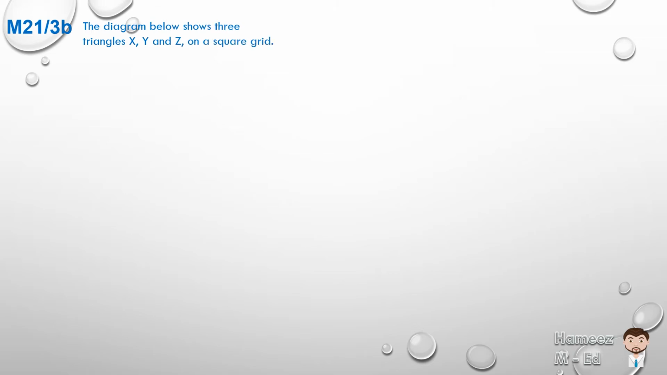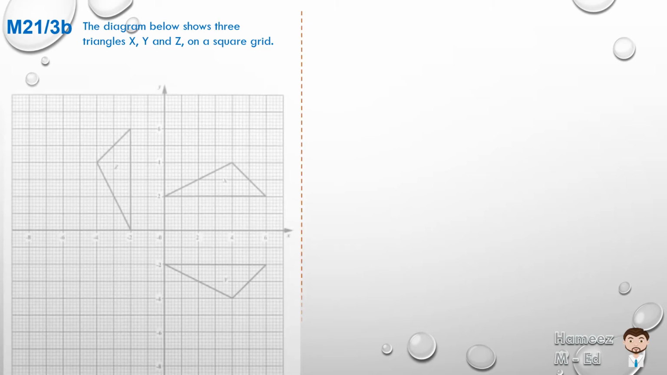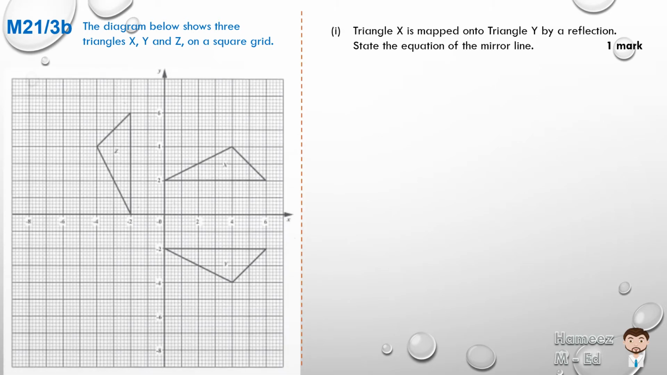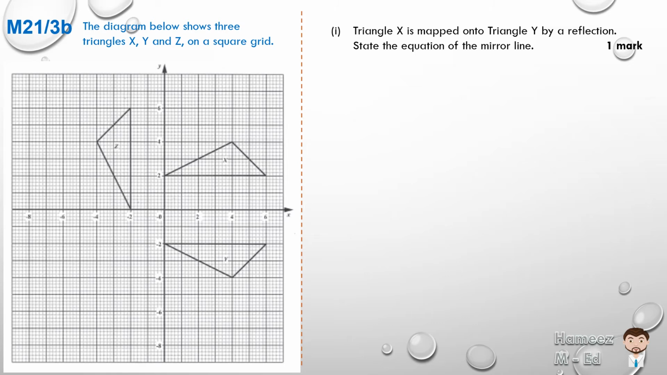May 2021, number 3b. The diagram below shows 3 triangles x, y, and z on a square grid. Part 1. Triangle x is mapped onto triangle y by reflection. State the equation of the mirror line. And we can see that for the mirror line, both triangles will be equidistant, meaning they will have the same distance from that line. So if we look at it, we can see that they are 2 units away from the x-axis above and below it. So that means the x-axis is our mirror line, which can be written as y is equal to 0.